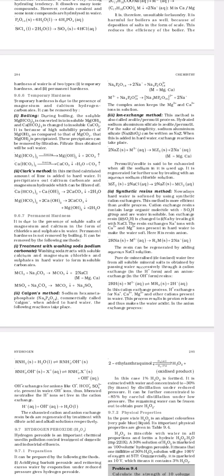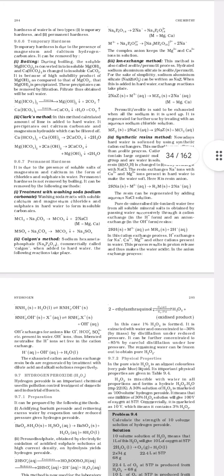Fourth is the synthetic resins method. Nowadays, hard water is softened by using synthetic cation exchangers. This method is more efficient than the zeolite process. Cation exchange resins contain large organic molecules with SO3H groups and are water insoluble. The resin is changed to RNa by treating it with sodium chloride. The resins exchange Na+ ions with Ca2+ and Mg2+ ions present in hard water to make the water soft. Here R is the resin anion. The resin can be regenerated by adding aqueous sodium chloride solution.